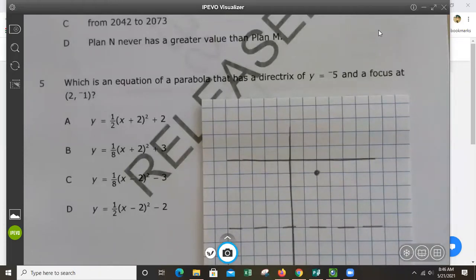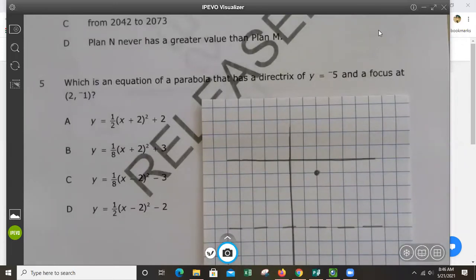Are you sure? Why? I'm just questioning you. What'd you just say though? Where is the vertex? Where? Not 0, -5. That's a y intercept.